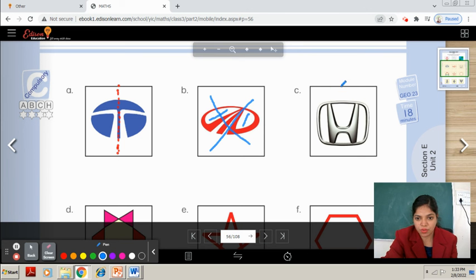If I draw one vertical line like this, you will use the scale. Okay, ma'am is doing it with the mouse, but you will use the scale and do it nicely. So you can see students, this line is dividing this figure into two identical halves, right? So this is the mirror line. So you can say that this figure has one mirror line.